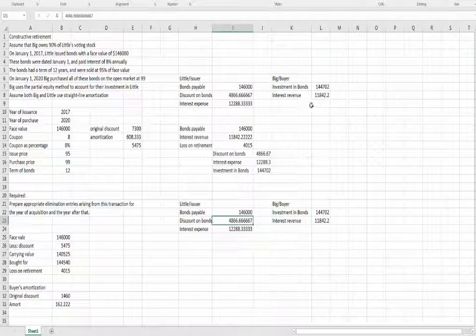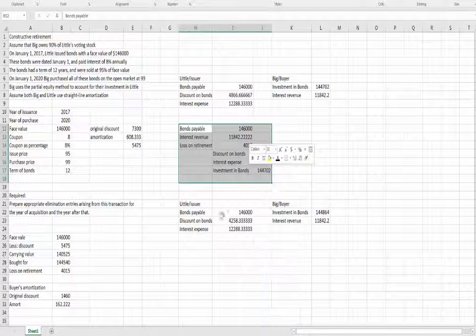So it's going to be last year's discount minus another $608.33. Interest expense, we're using straight line amortization, so that'll be the same as it was before. Same with the interest revenue, straight line amortization, same as it was before. The investment in bonds, again, they bought these bonds at a discount, so that discount is being amortized at the rate of $162.22 per year. And so the new investment is going to be last year's investment plus $162.22 because the investment's going up due to this amortization. And again, I'm going to be lazy here, and I'm going to copy these account titles.